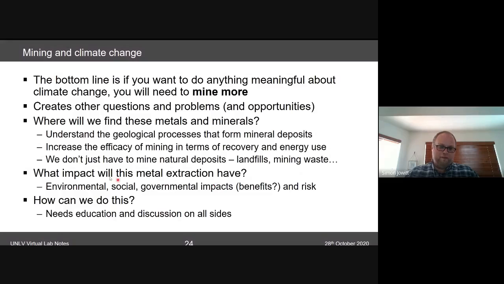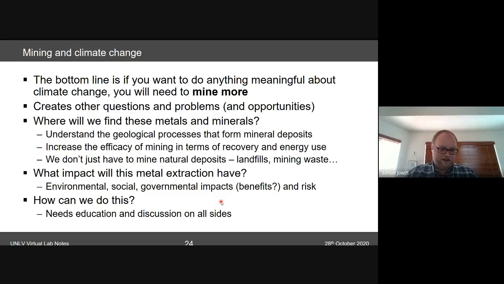We need to think about what impact this metal extraction is going to have, the environmental impact, the social impact, and governmental impact and benefits, the risks involved in all of this. And one question is, how can we do this? And I'd argue we need education and discussion. People need to realize how vital mining is. It's all right saying we need to do something about climate change, but actually to do something about climate change, you need to have these metals. You need to have these raw materials that are going to form the basis of a low carbon emission society.